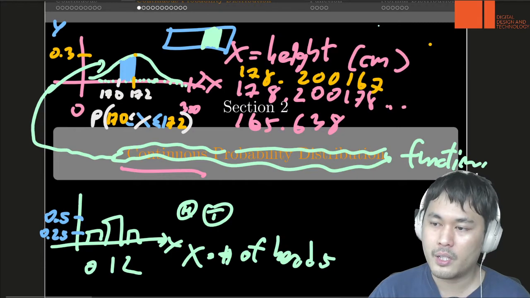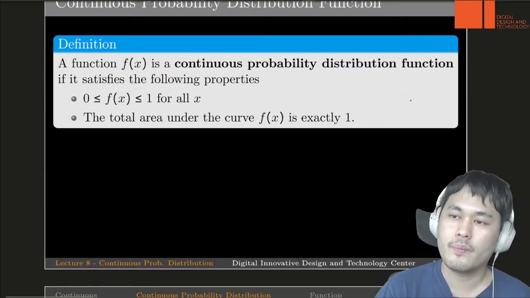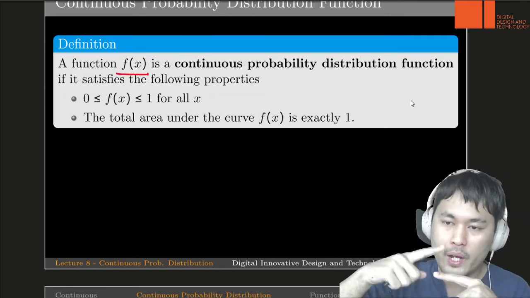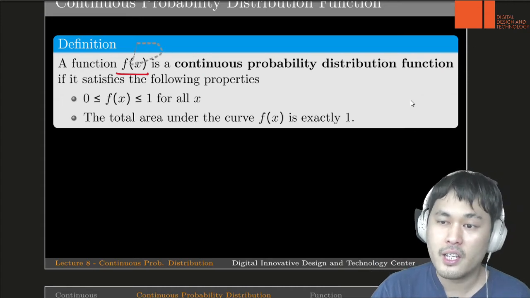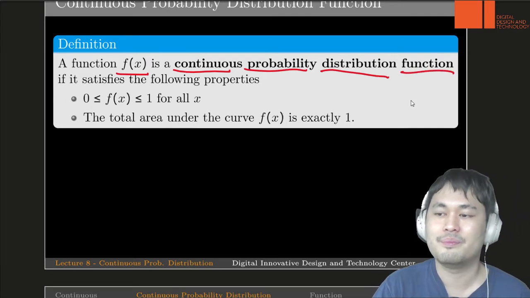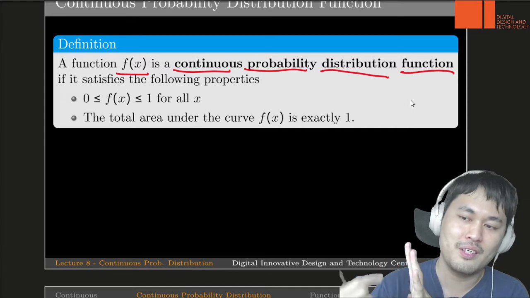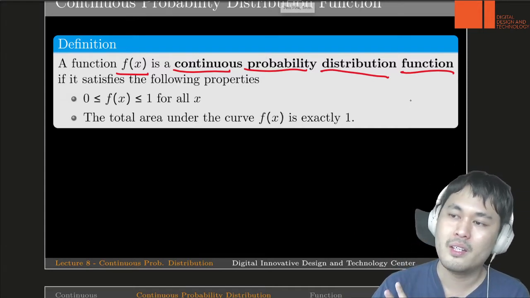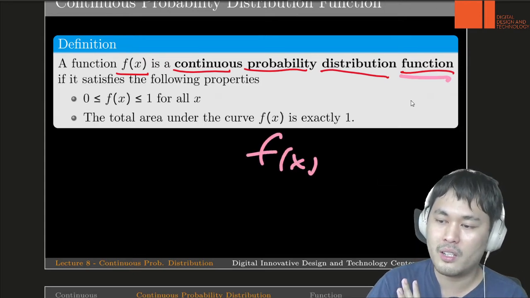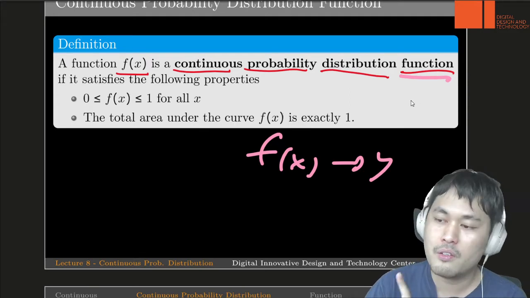So let's take a look at what we define formally. So a function f of x, again, is a function. You put in x, you get the value of y, the height of that graph. The function f is a continuous probability distribution function. So that's a mouthful, 4 words. But we need all these 4 words for this topic to make sense. So let's start from function. What is a function? A function means you put in a value x, you get one single value y out.